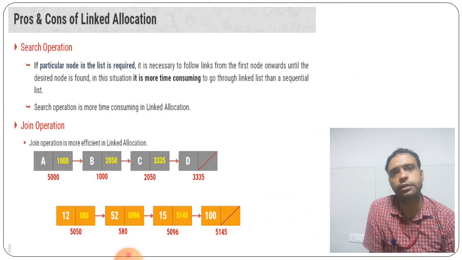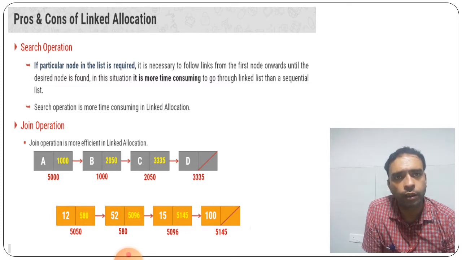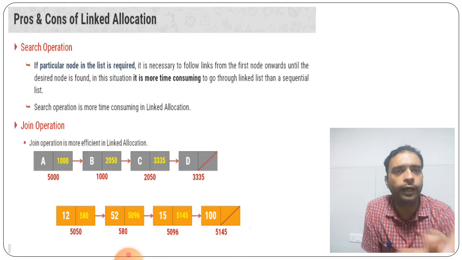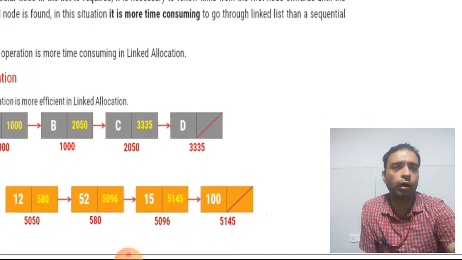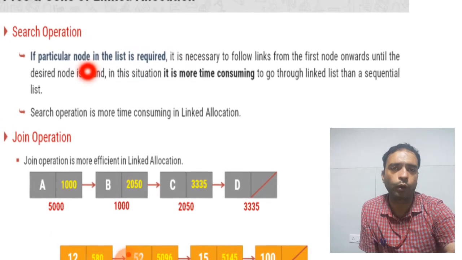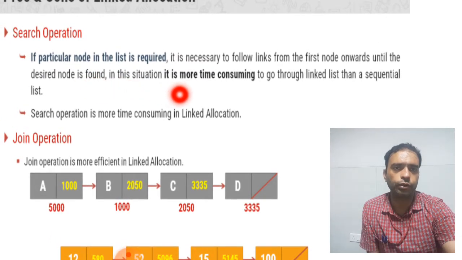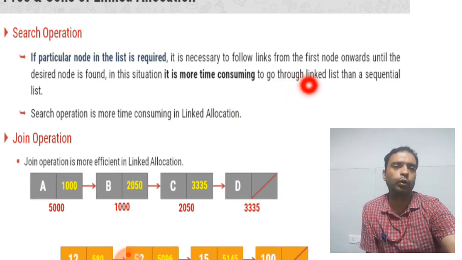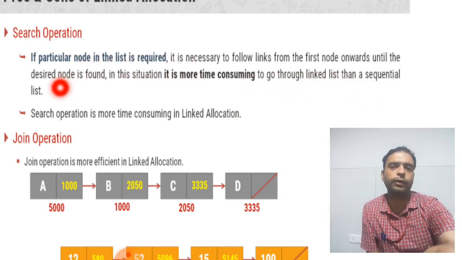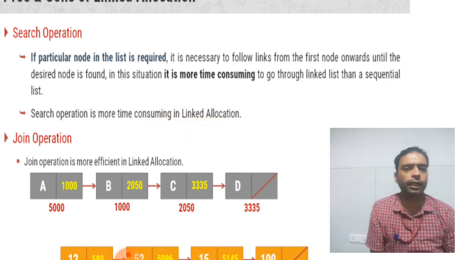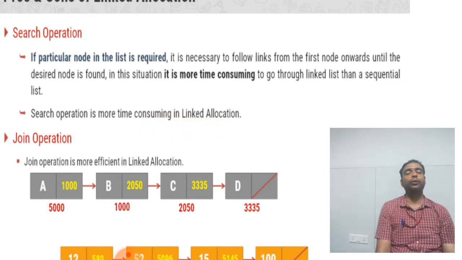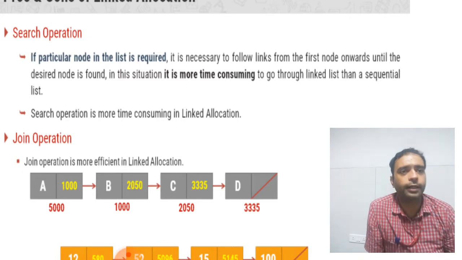Next is the search operation. Search operation means we have to search any particular node in the list that is required. So it is necessary to follow the links from the first node onwards until the desired node is found. So in this situation it is more time consuming to go through the linked list than a sequential list. Search operation is more time consuming in linked allocation. Why is it time consuming?